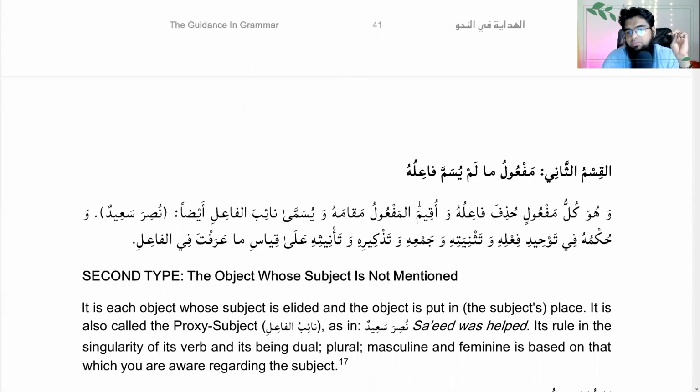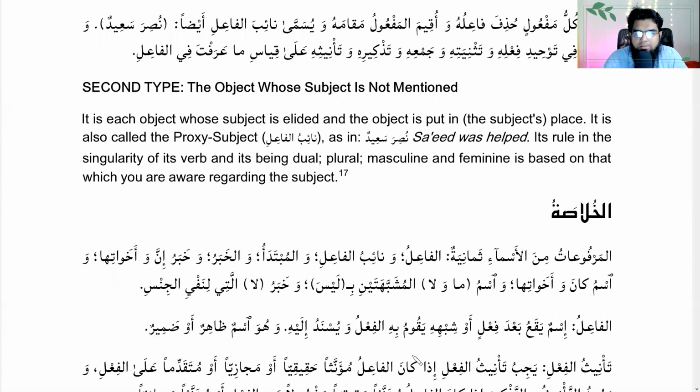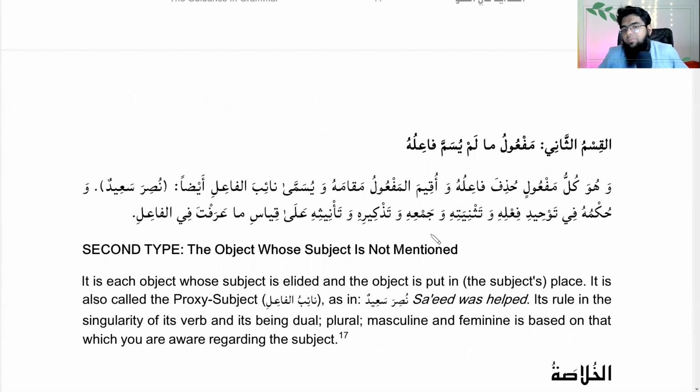Al-qismus thani. The second type. Let me see how much more is that. We'll do the fa'il ma'lam yusama fa'ilun also. Lesson 8, yeah. Okay. I thought it'd be a long lesson. All right. Maf'ul ma'lam yusama fa'iluhu.